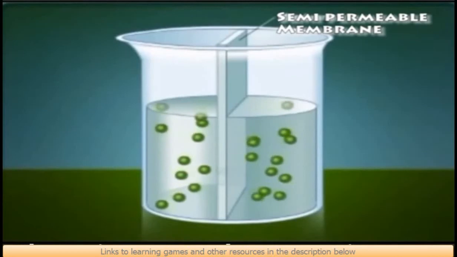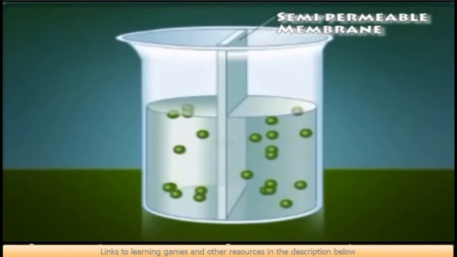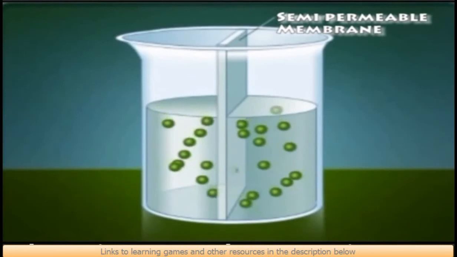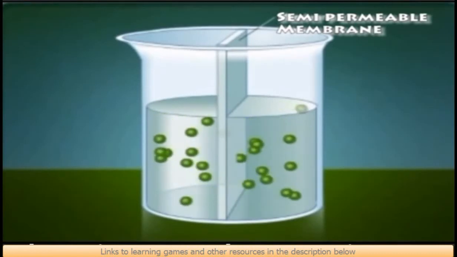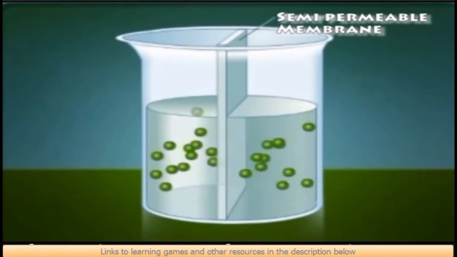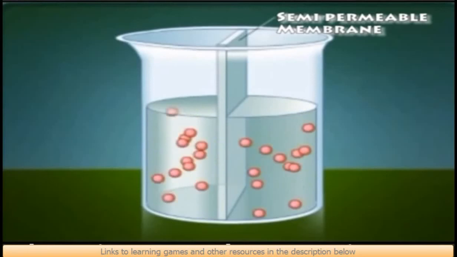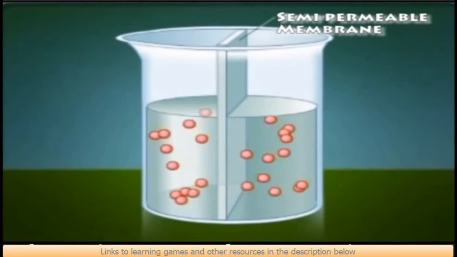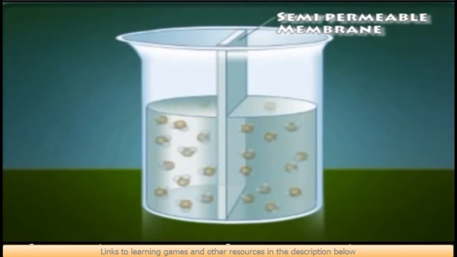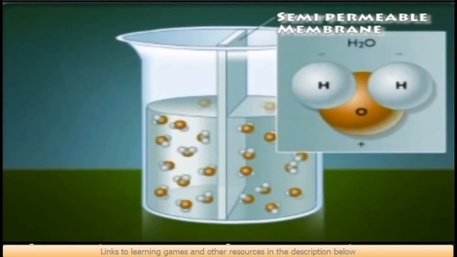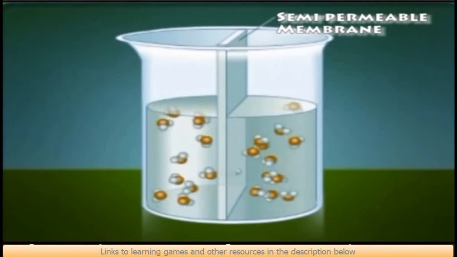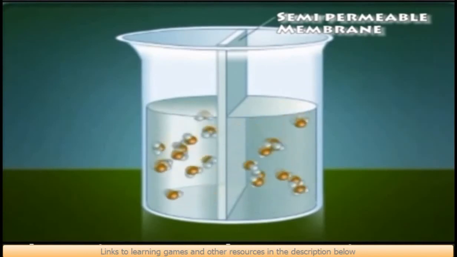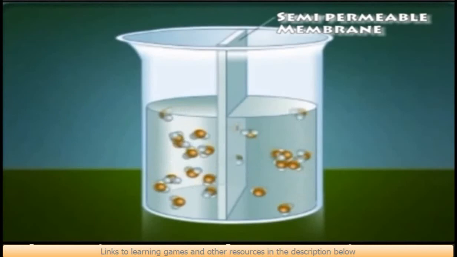Diffusion is the net movement down a concentration gradient. This process allows small molecules such as oxygen and carbon dioxide to cross the plasma membrane. Most polar molecules, such as sugars and proteins, can't freely cross the lipid membrane. Although water molecules themselves are polar, they're small enough to pass through the cell membrane freely. This special case of diffusion that involves the movement of water molecules across a semi-permeable membrane is called osmosis.